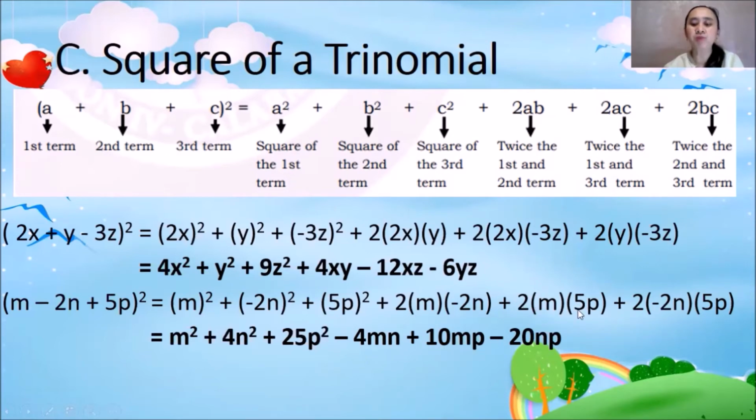And m times p is mp. 2 times negative 2 is negative 4. And negative 4 times 5 is negative 20 or minus 20. And n times p is np. So ito yung final product ng given na square of a trinomial.